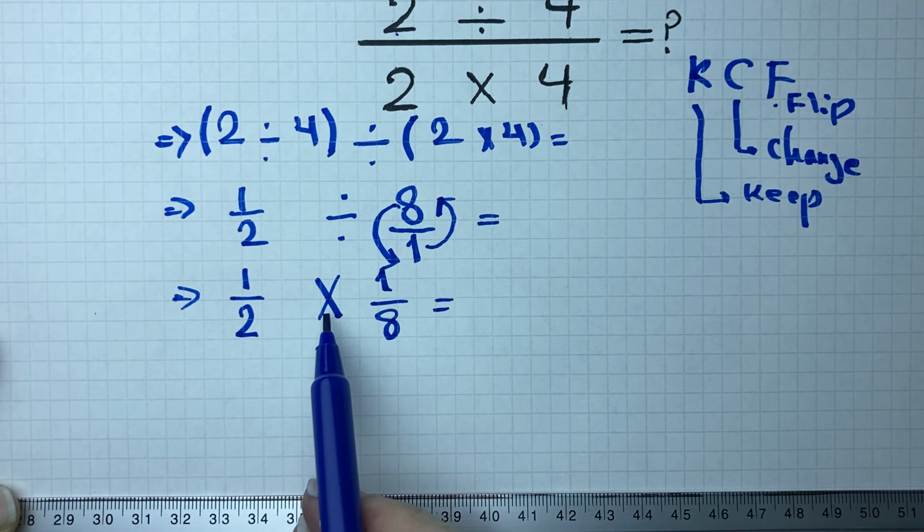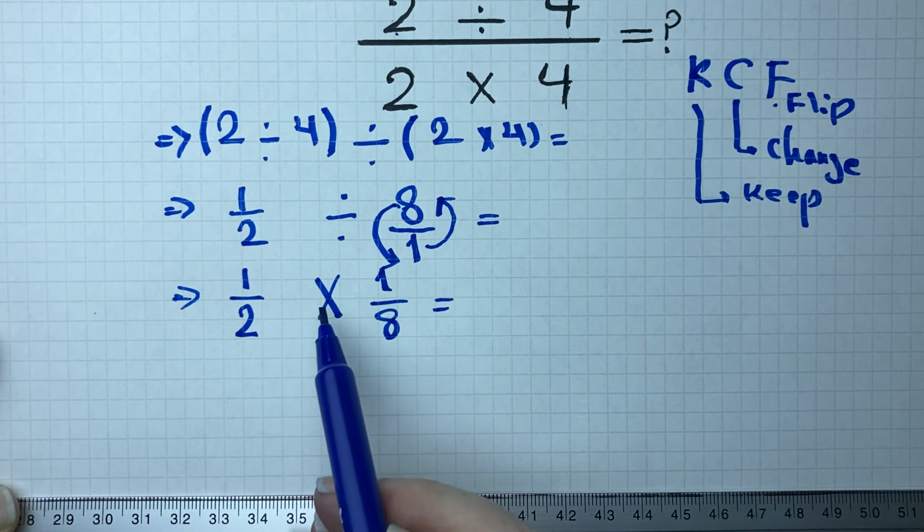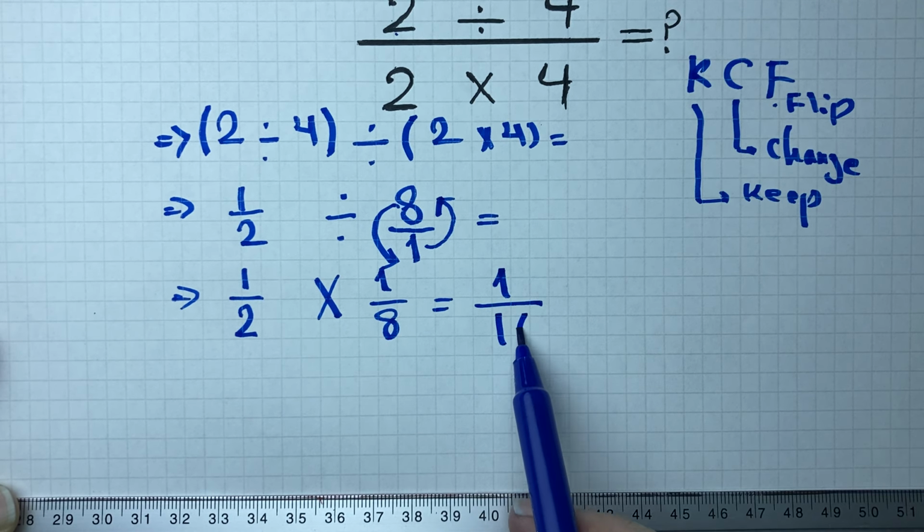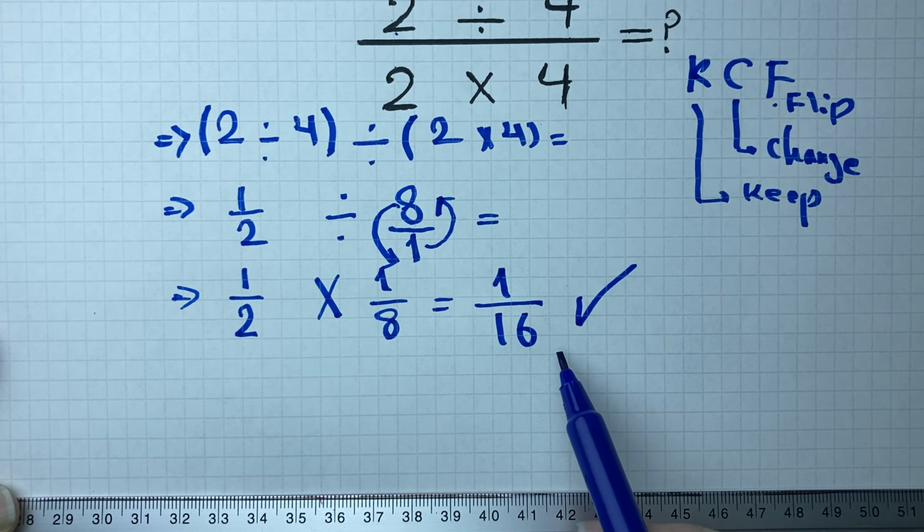What is this? Multiplication of two fractions. 1 times 1 is 1, then 2 times 8 is 16. 1 over 16 is your answer.